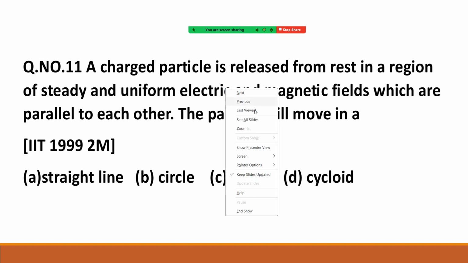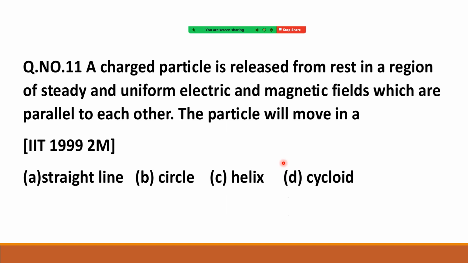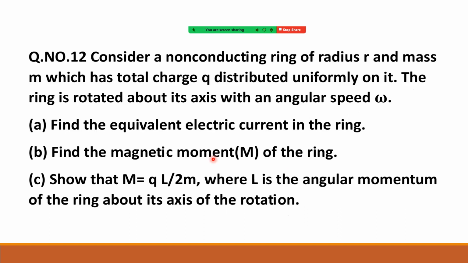So the option is A. Circle means only magnetic field, and velocity is perpendicular to B bar. Then circle, right? Okay. See the next one.